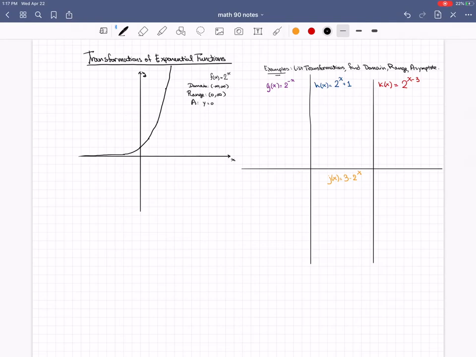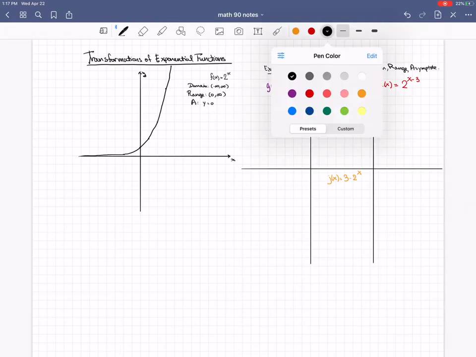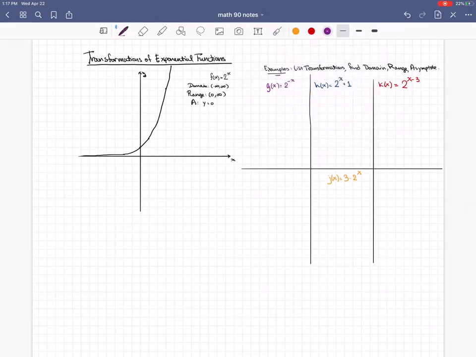So I've started us off with something that we did in the last video. I graphed f of x equals 2 to the x here, and I reminded us of the domain, the range, and the asymptote. In the list here, I wanted to do 4 examples with you of transformed exponential functions. For the first one, we have g of x is equal to 2 to the power negative x. For these examples, we're going to list the transformations, find the domain, the range, and the asymptote, and then we'll also sketch the graph.